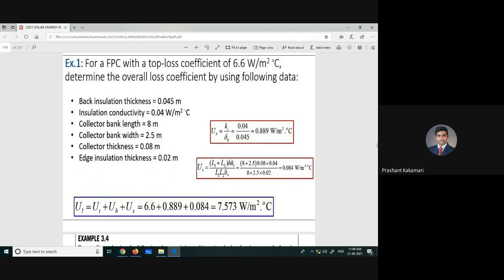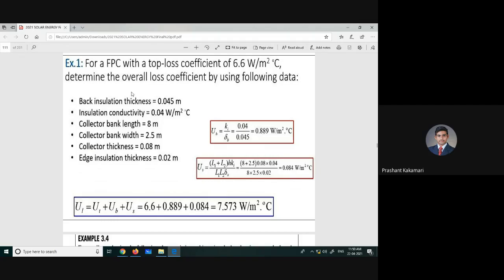So overall heat loss, if you see, it is around 6 watt per meter square degree centigrade. That value is given from the absorber plate or the flat plate collector. The heat is going to be lost from the top. So top side with both heat losses, it is around 6.6 watt per meter square degree centigrade. The question is: determine the overall loss coefficient by using the following data.